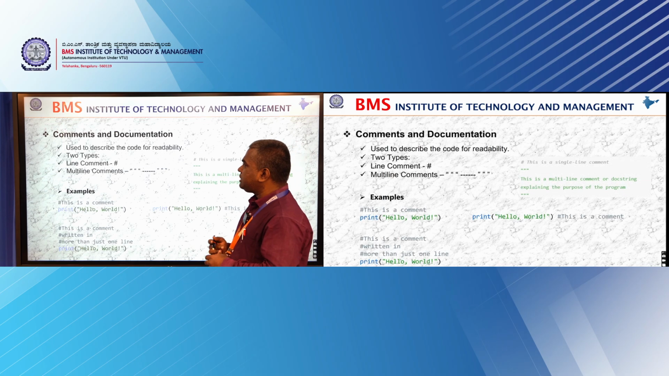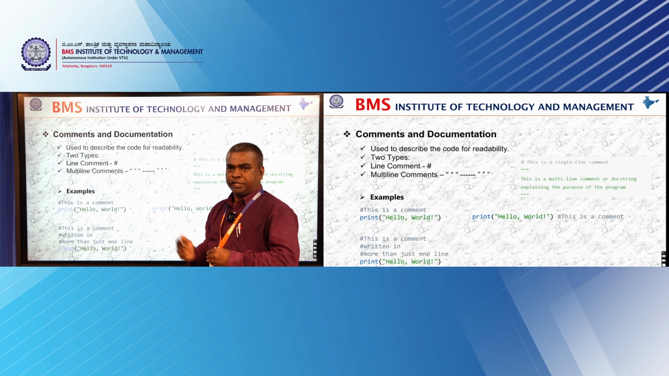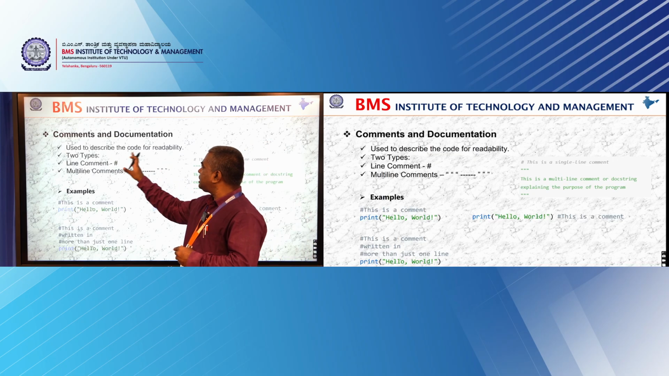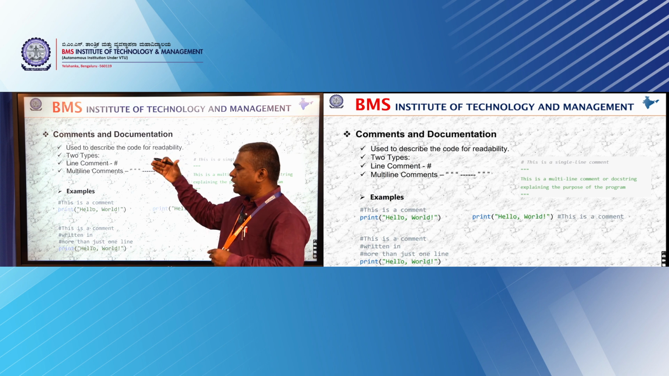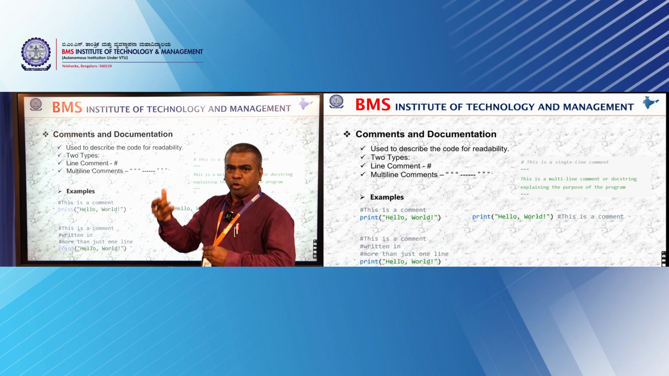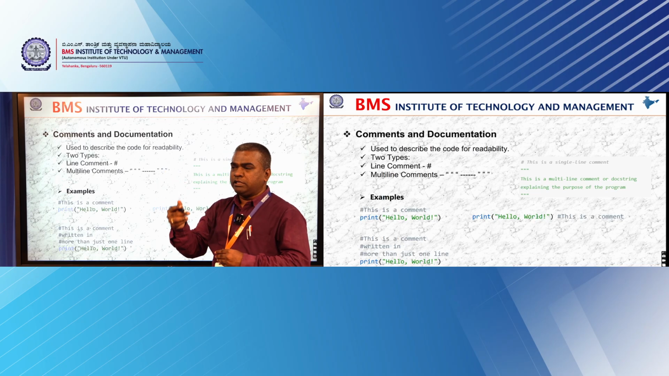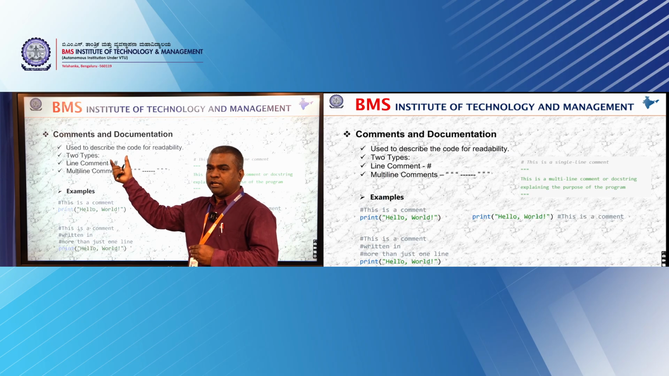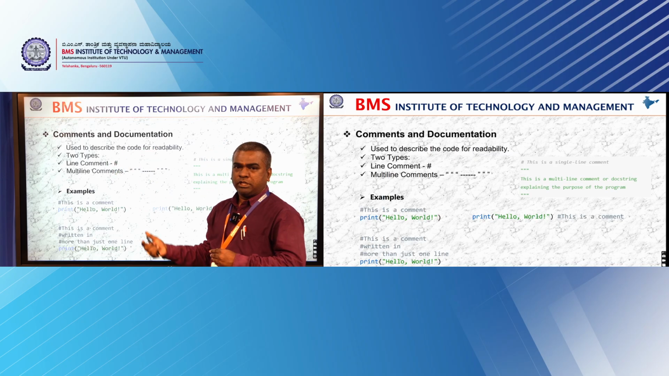Coming to the very first component, the comments and documentation section. The purpose of the comment section is that we usually describe the code for readability. Whenever we are writing code, we want to describe what a particular line or block of code is about. So we can use comment lines and make sure the user comes to know the purpose of writing that particular code.